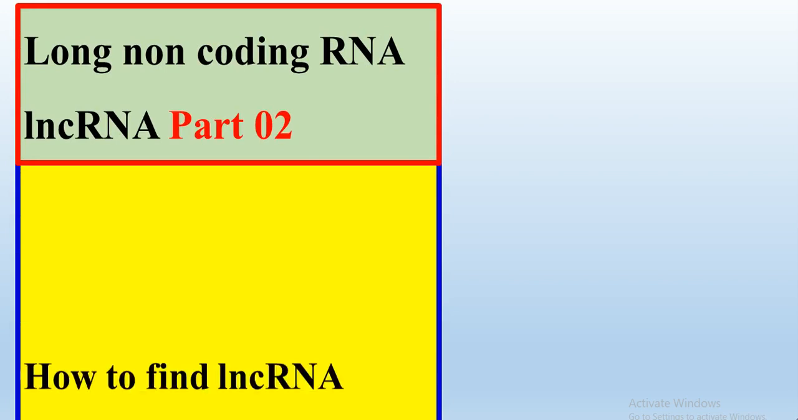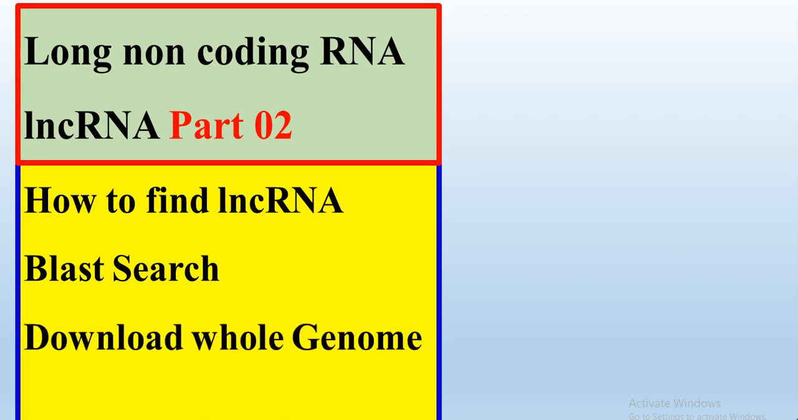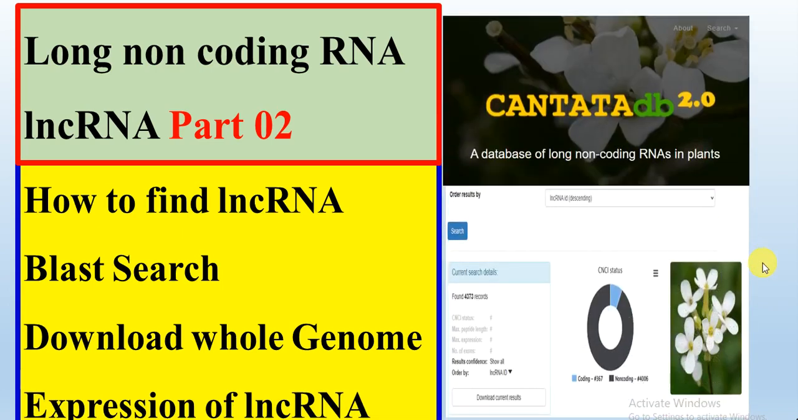This is part 2 of our video about long non-coding RNA. In this video we will talk about the BLAST search to find the specific long non-coding RNA that targets our specific gene, gene of interest, or family, and download the whole genome RNA-seq data, and also the expression of long non-coding RNA. So how can we find it? Let's start.